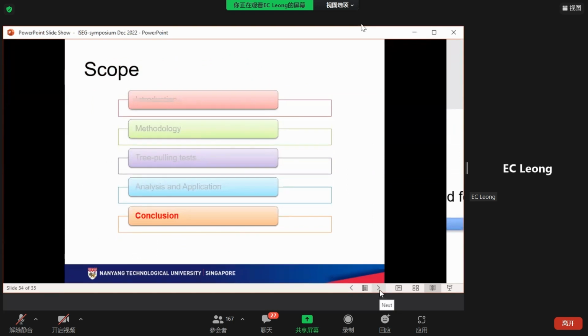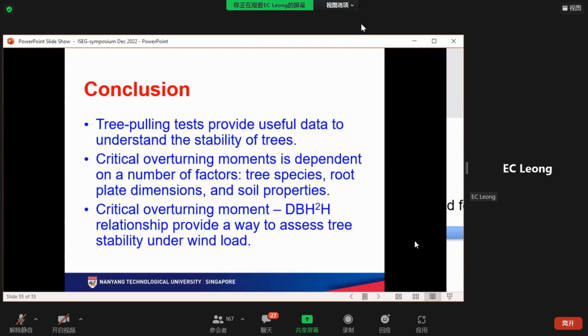Finally, I will just do a conclusion. Tree pulling tests provide useful data to understand the stability of trees. The critical overturning moment that we obtain is dependent on a number of factors such as tree species, the root plate dimensions, and the soil properties. The critical overturning moment with the DBH squared H relationship provides a way to assess tree stability under wind load. So we can use this to assess whether a tree is in danger of failing under certain storm conditions. With this, it is the end of my presentation.